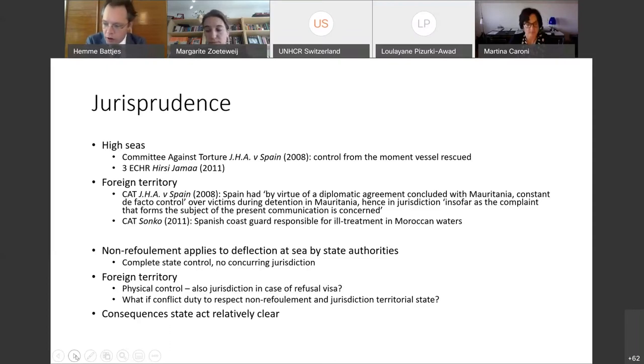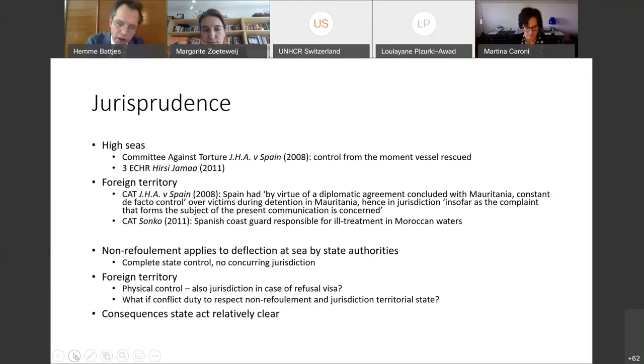And of course the European Court of Human Rights has made a similar statement in the case of Hirsi Jamaa from 2011. In that case an Italian Navy vessel encountered three dinghies in the international waters south of Italy. They took the migrants on board, and from that moment on they were within the jurisdiction of Italy, so the court ruled. When it comes to action in foreign territory, or at least in the territorial waters of foreign states, this extraterritorial application of human rights treaties has been upheld by the Committee Against Torture as well.